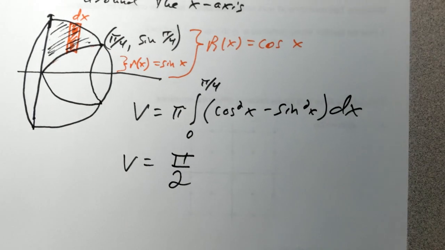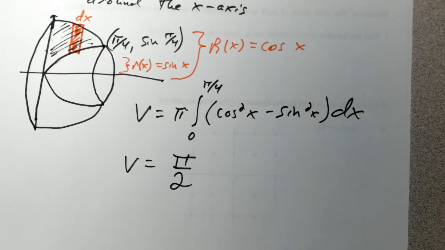All right. And that's it for the washer method. I didn't include any around the y-axis, but it's the same concept. It's going to be the right function squared minus the left function squared, and then you take that and integrate from the bottom of the region to the top of the region. So that's it for the washer method.